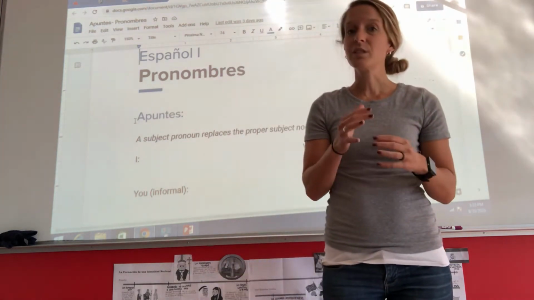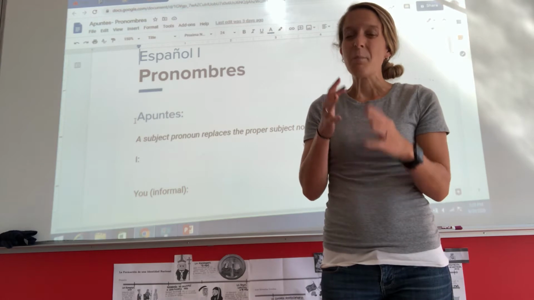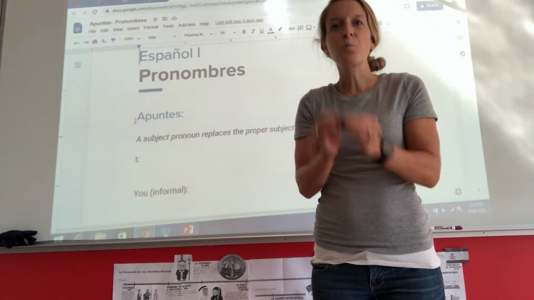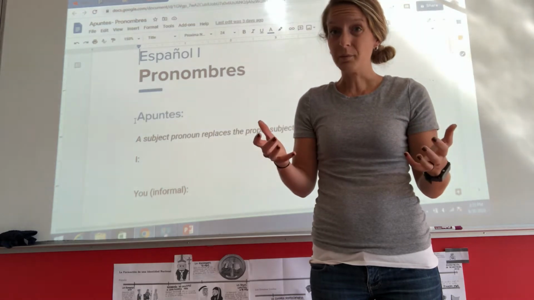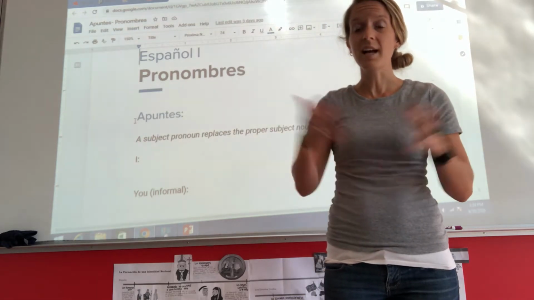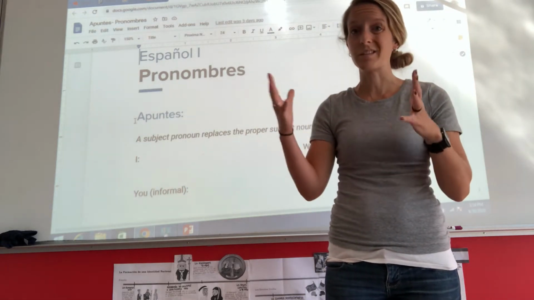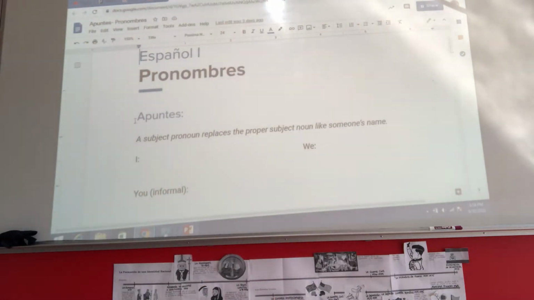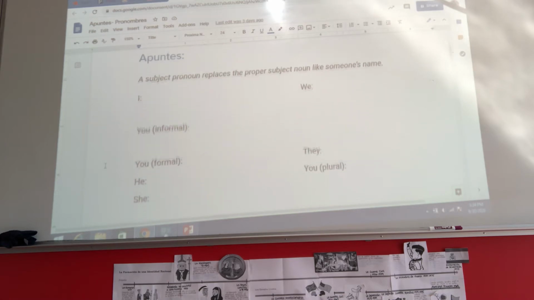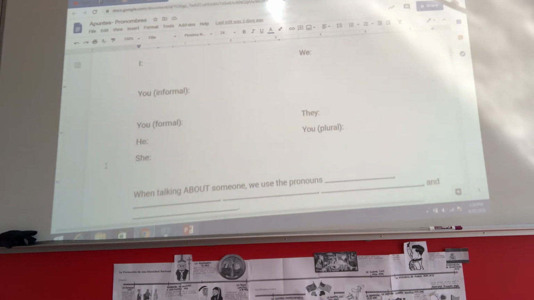All right, we're going to use them in Spanish in the same way, but subject pronouns are super, super important because we're going to conjugate a verb later. And we're going to conjugate lots of verbs, and if we don't know our subject pronouns, it's going to be really difficult. So let's look at this. We're going to learn our subject pronouns today, and we're going to be practicing with these in our chapter.